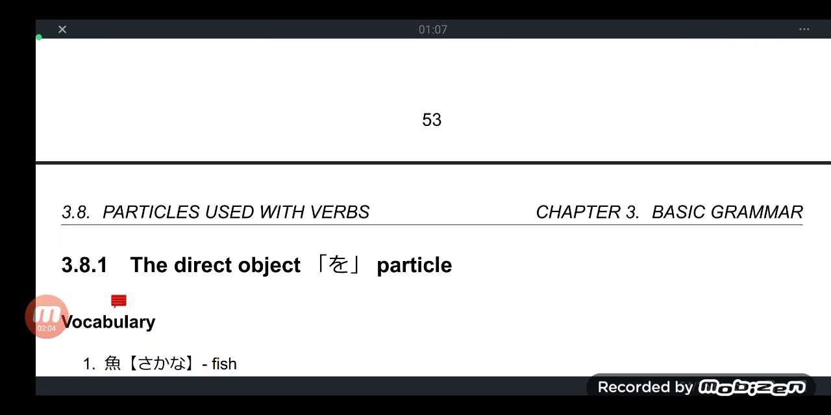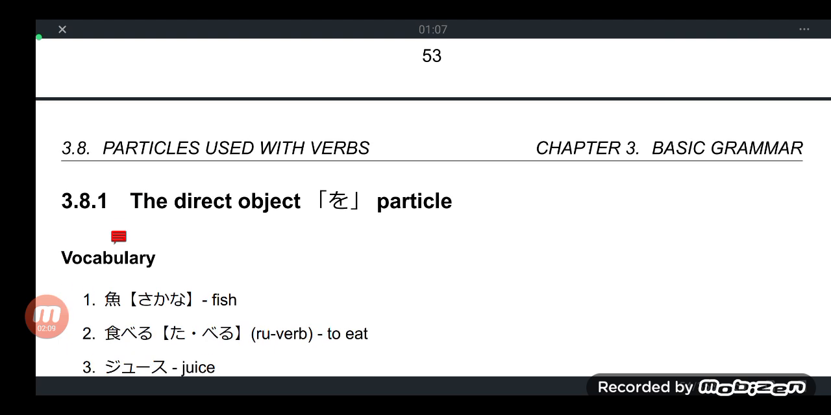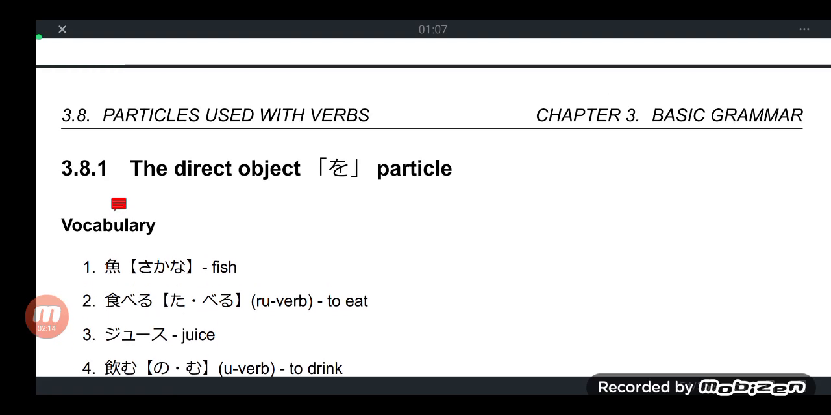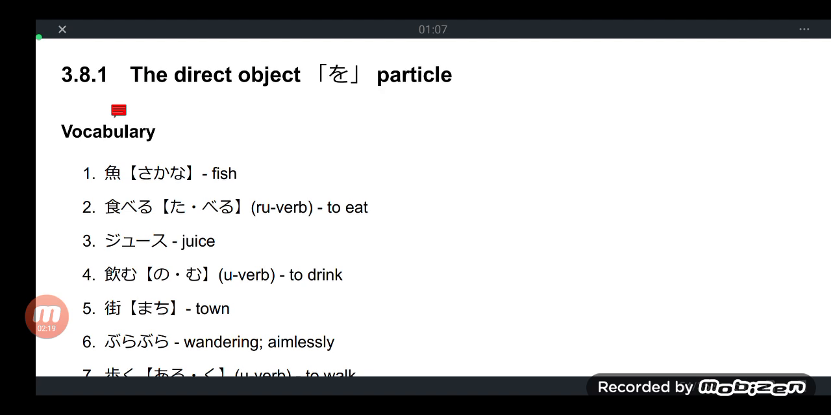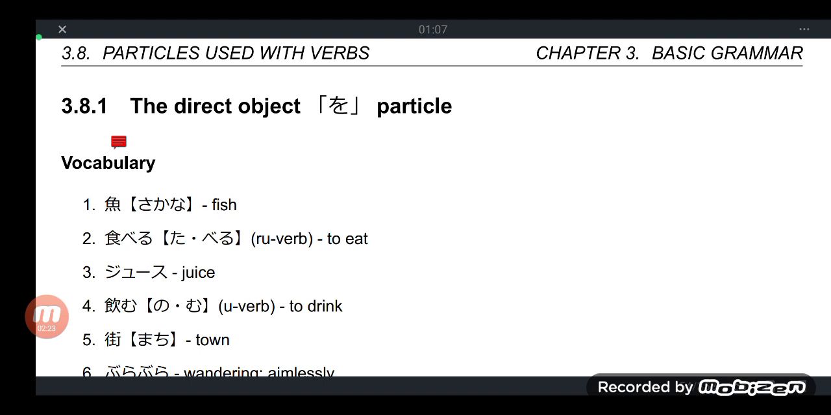Okay, so let's start. Hajimemashou ka, minasan. Dewa, hajimemasu. So we will start with the very straightforward particle, which is the direct object particle, or object particle, wo. This is wo, but is commonly pronounced as o.